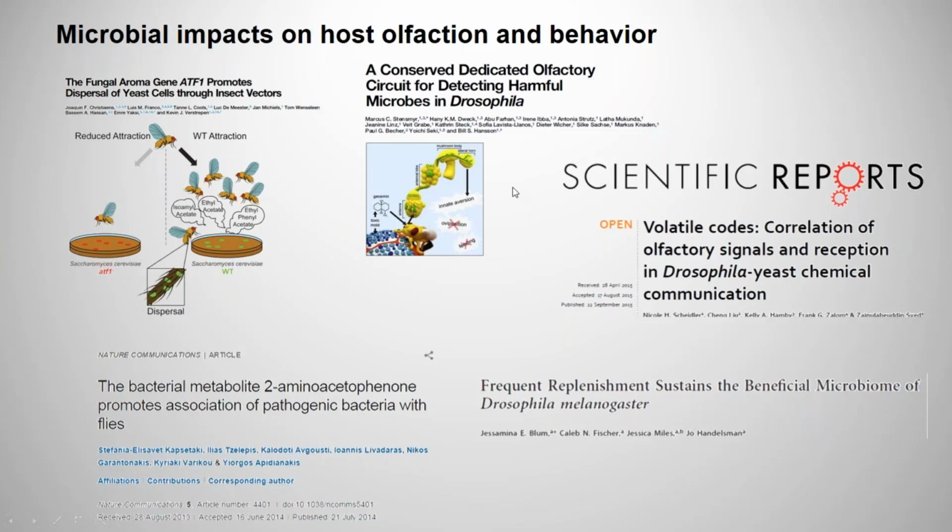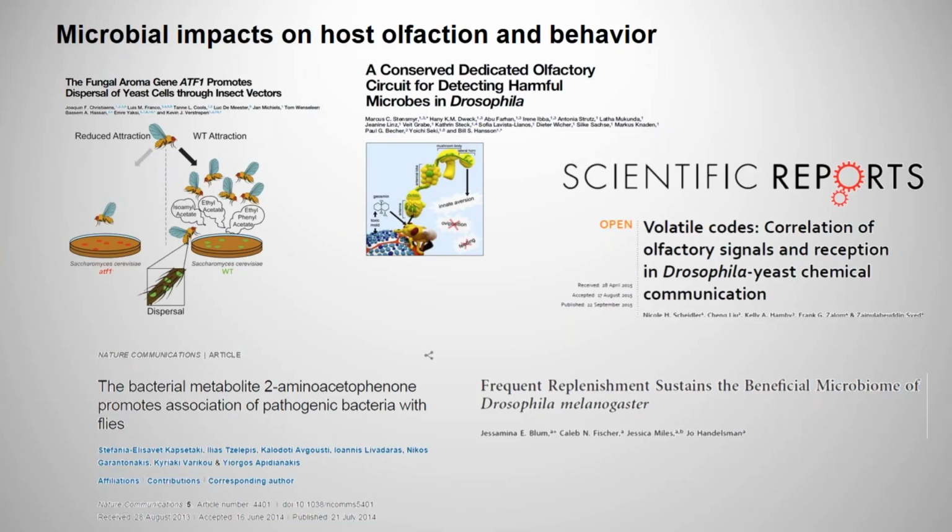For example, there are papers that show that the fly can be attracted to yeast, which is one of the most well-established facts: flies seek out yeast and like to feed on it. They also identified the volatile compounds that are driving the attraction and the genetic basis of these volatile productions by the yeast. Studies also identified the mechanism by which Drosophila can avoid certain microbes.